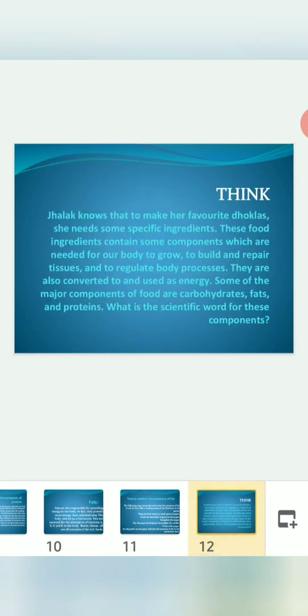Now, you need to think about this question. Jalak knows that to make her favorite doklas, she needs some specific ingredients. These food ingredients contain some components which are needed for a body to grow, to build and repair tissues, and to regulate body processes.